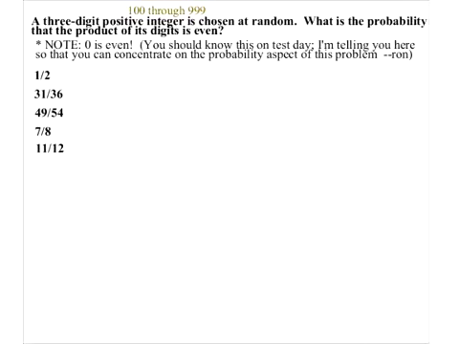Also, make sure you know that 0 is even. If you don't know this, now you know this. But I'm just going to tell you this just so you don't miss the problem for that reason. So what is the probability that the product of its digits is even? Go for it.